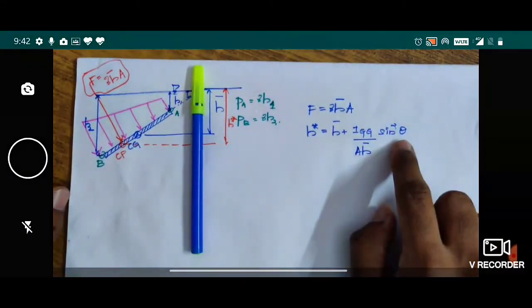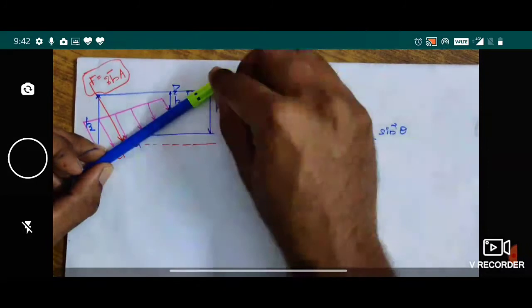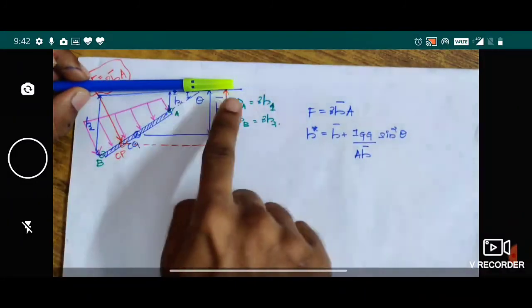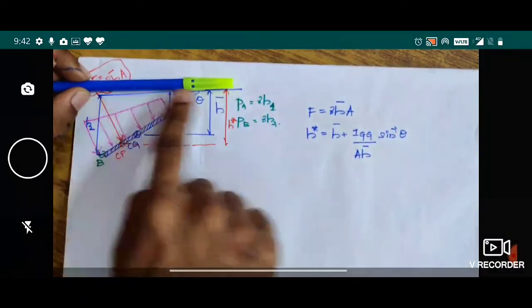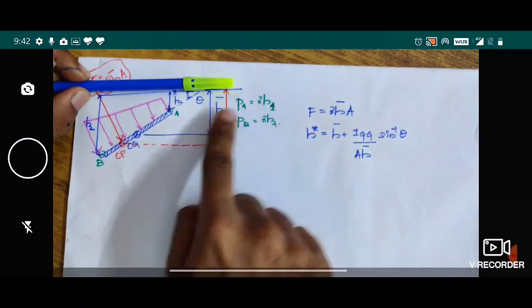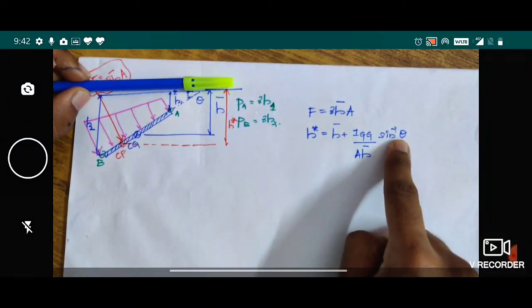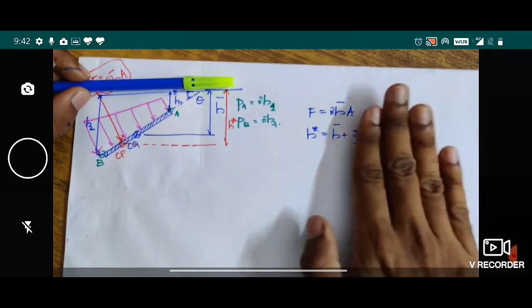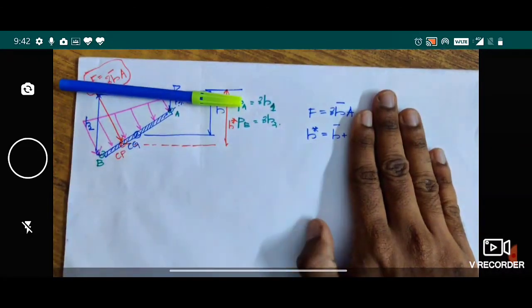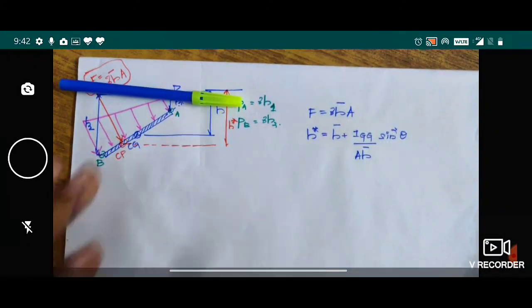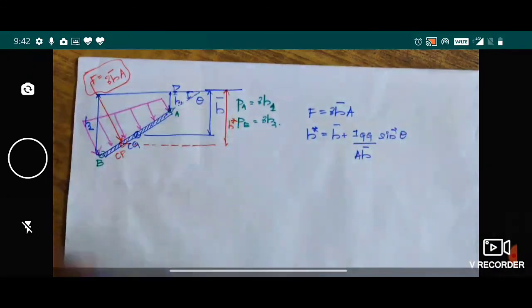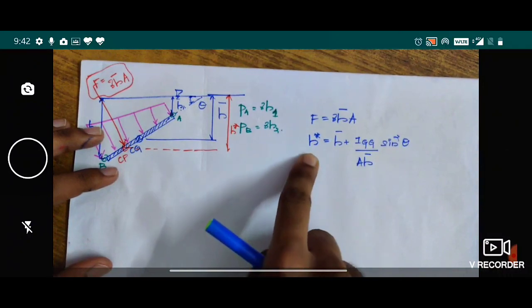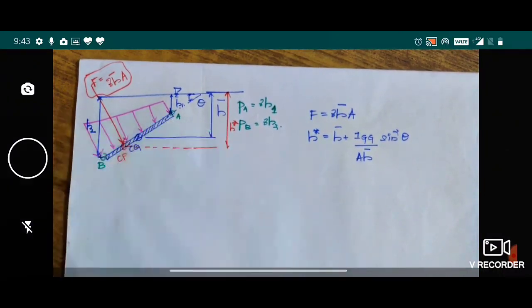Now what if theta is equal to 0? Just assume this is your theta. Theta is equal to 0. So when theta is equal to 0, your surface has become horizontal. If you substitute 0, this term cancels because sine 0 is equal to 0. So your answer will be h star is equal to h bar. This we already have seen. So this is how you find the total pressure and the center of pressure for immersed planes.